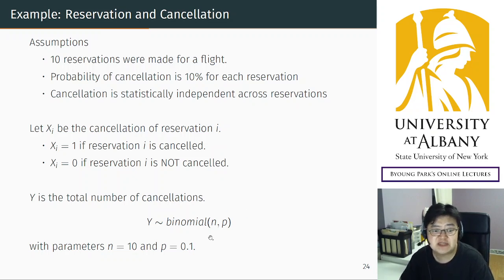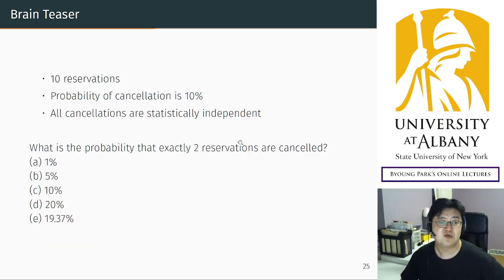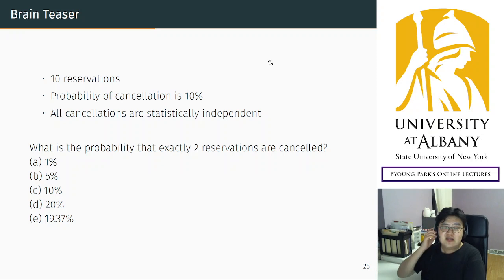And in each experiment, the probability of success was assumed to be 10%. So p, the probability of success parameter, is 0.1. So in this case, I asked you, what is the probability that exactly 2 out of 10 reservations are canceled? You have 10 reservations. What is the probability that exactly 2 are canceled? It's an interesting question, and this kind of structure is very common in economics and in your daily life.